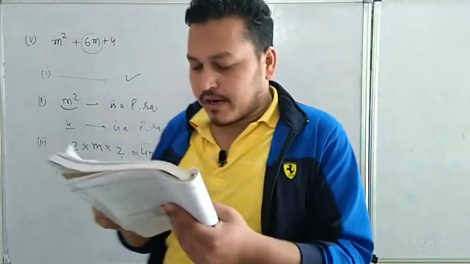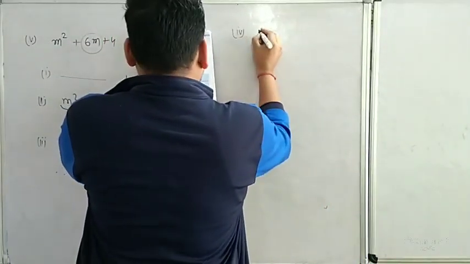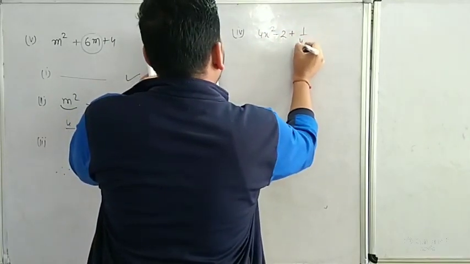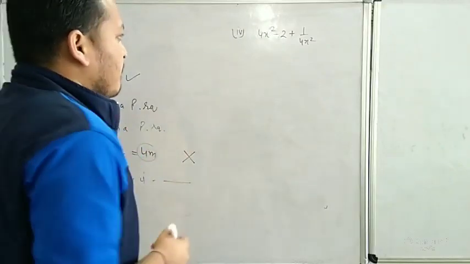कैसे हम लोगों ने इसको solve करना है? एक और ले लो last part. So the last is the fourth part. Fourth, it is 4x square minus 2 plus 1 by 4x square. This is our next question: 4x square minus 2 plus 1 upon 4x square.